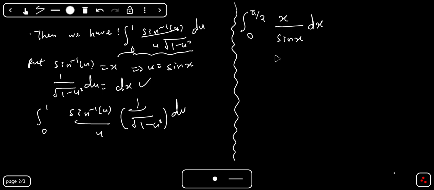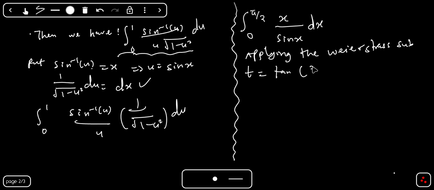So the next thing I'm going to do here is to apply the Weierstrass substitution. So by applying the Weierstrass substitution, I can let t be equal to tan x over 2. So if I say t is equal to tan x over 2, then if we make x the subject of the formula here, we're going to have x is equal to 2 multiplied by arc tan of t. Okay, that's what we're going to have. Then if we differentiate, we have dx is equal to 2 over 1 plus t squared dt.